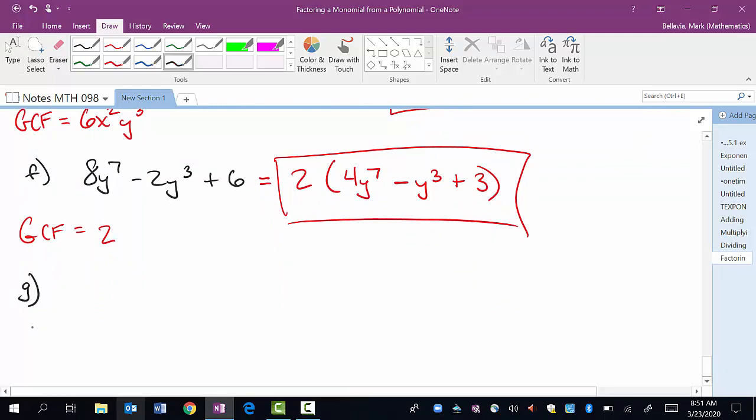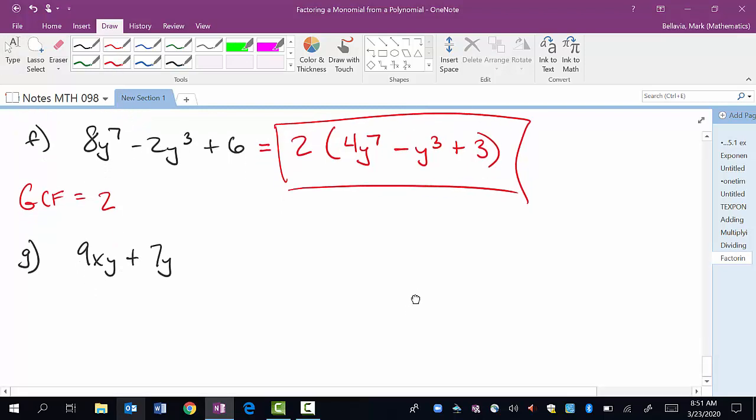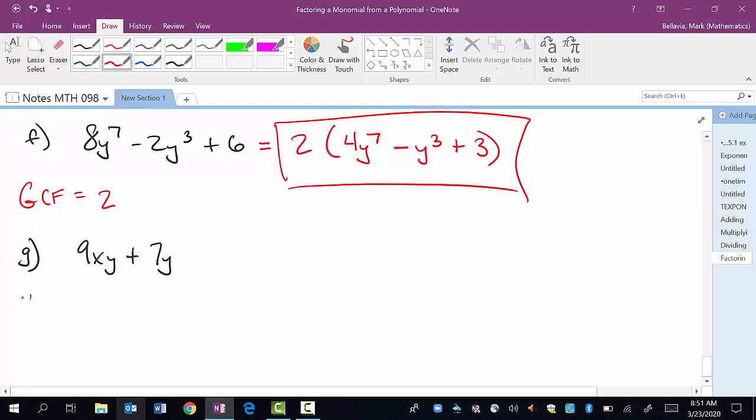We'll just look at a few more. If I wrote this 9xy plus 7y, the greatest common factor here. Between 9 and 7, the factors of 9 are 1 and 9 or 3 and 3. The factors of 7 are just 1 and 7. So the only factor they have in common for the coefficients is just 1. And we typically don't write that because taking a 1 times something is always just itself. So the greatest common factor for the coefficients is 1.